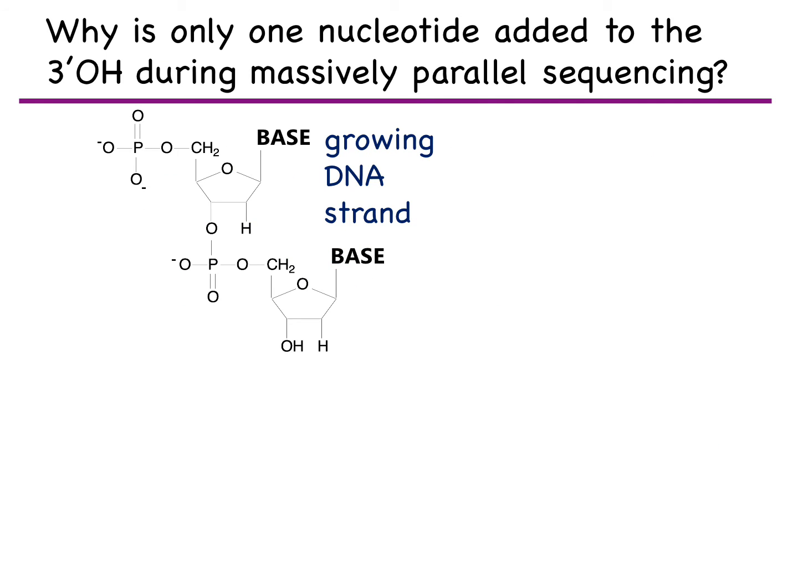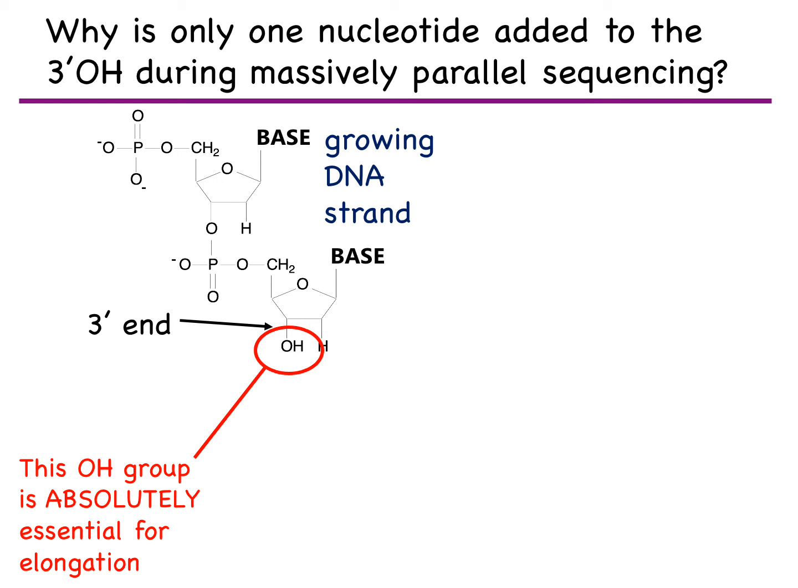So basically, this is a growing strand of DNA going in a 5' to 3' direction. And this is the 3' end of DNA. This is where the new base is typically added during DNA synthesis. The next base will be covalently linked to this 3' OH that I've highlighted here. And the OH group is absolutely essential for elongation. So let's just imagine the next base to come in here is going to be a G. I'm not showing you the strand that it's pairing with, so you just have to take my word for it.